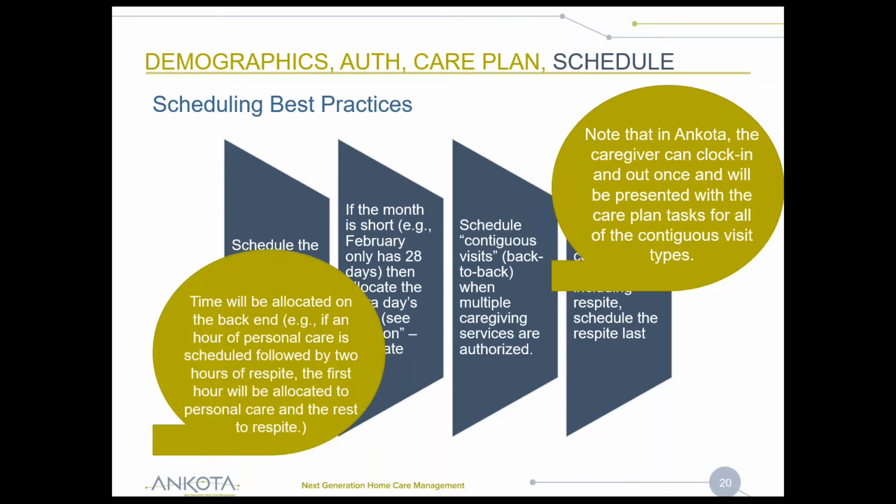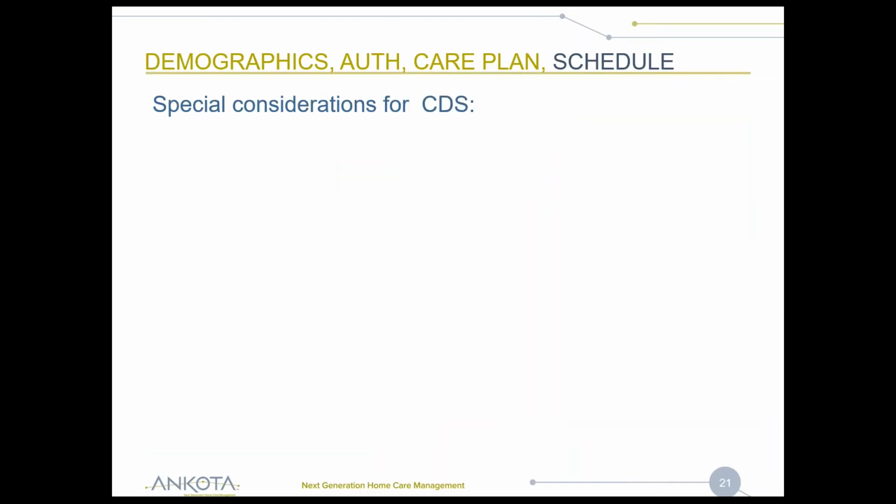And the way that we allocate it is because it's rare for the visit to be the exact perfect amount of time. So if we have, let's say, an hour of personal care followed by an hour of homemaker, and they were there for 2 hours and 5 minutes, so 5 minutes over, we would allocate the first hour to the personal care, and then the remaining time, in this example the hour and 5 minutes, to the homemaker. And we'll talk about what to do with those extra minutes in a little bit.